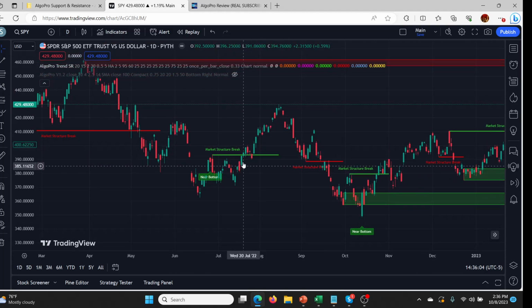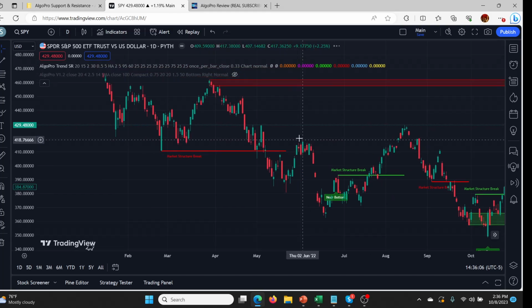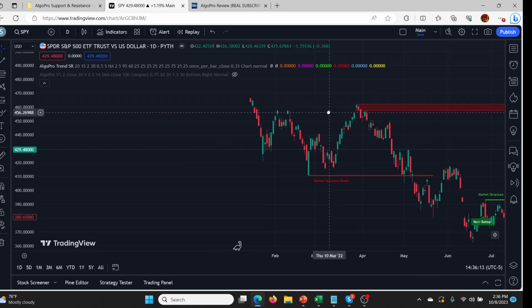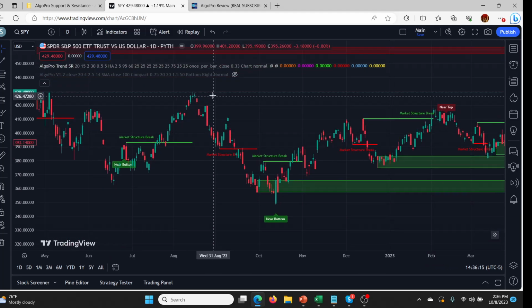Again, nice little breakouts. You're just playing these breakouts. This breakdown wasn't the best. This sell off of the bear block order was good though. Anyway, you can see it does kind of work.